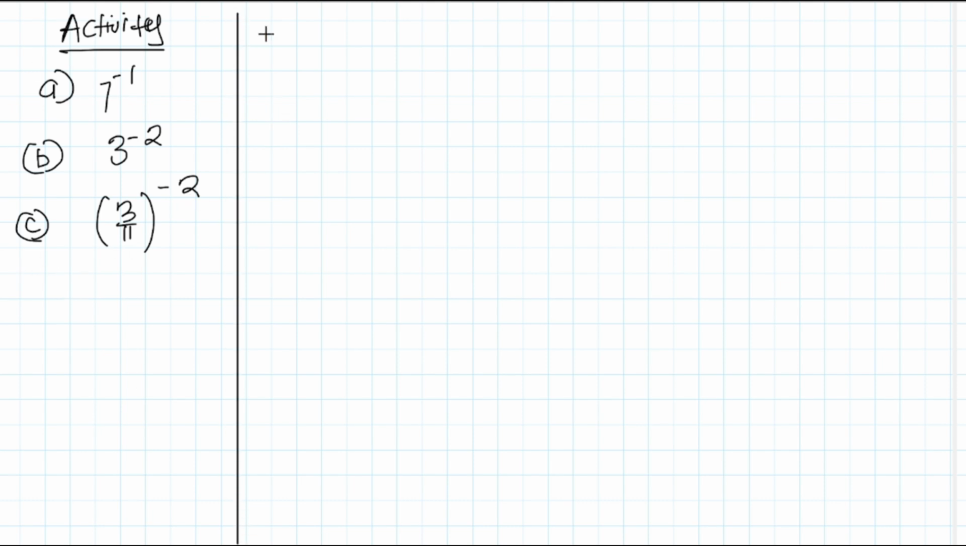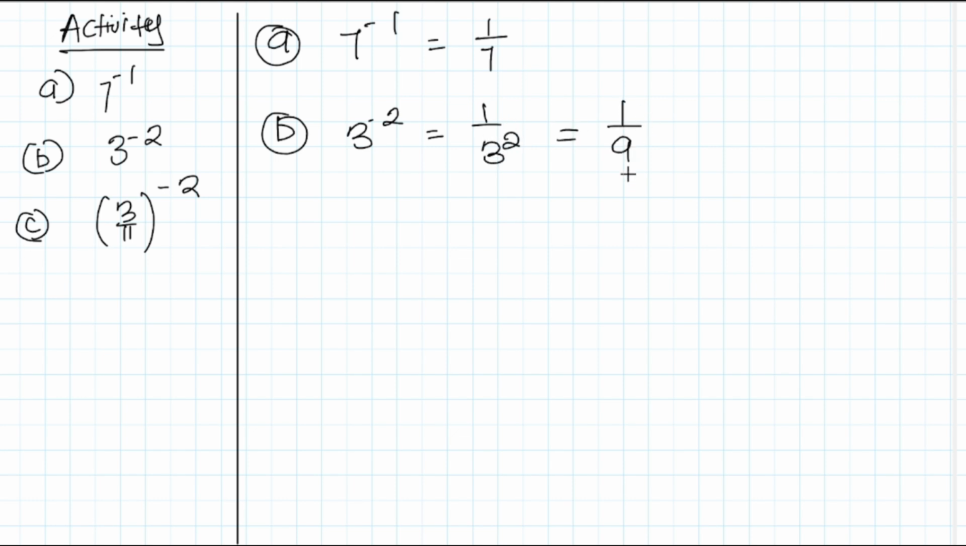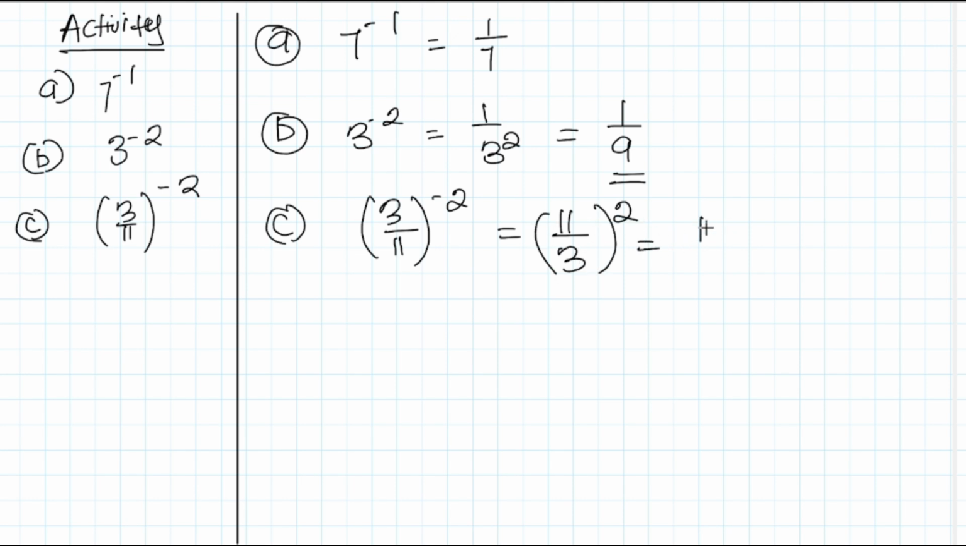Good one, guys. So let's solve it together while you mark. A, 7 raised to power minus 1 is 1 over 7. B, 3 raised to power minus 2. Change the minus to 1, so that's 1 over 3 squared. 3 squared is 9, so that will be 1 over 9. Remember, your answer must always be in simplest form. C, 3 over 11 raised to power minus 2. The minus turns the bracket upside down. 11 over 3 raised to power 2. So that will be 11 squared all over 3 squared, which will be 121 all over 9.